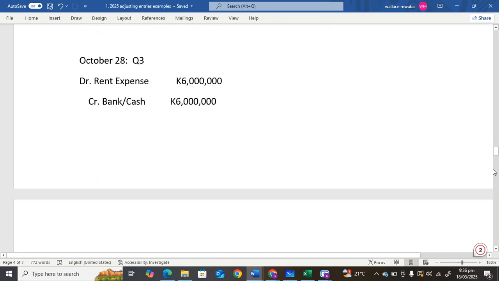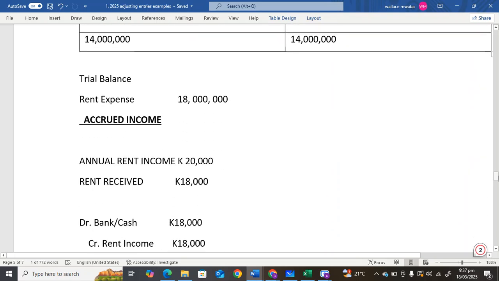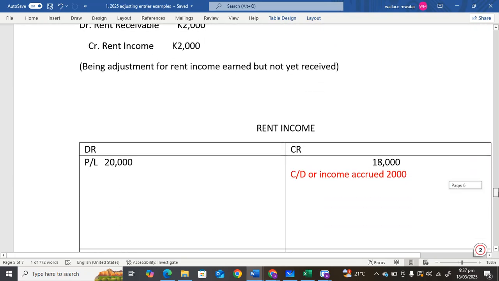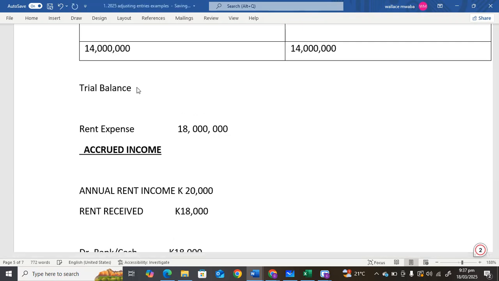So on the statement of profit or loss, that debit entry from that adjusting journal entry, 18 plus 6 million, now becomes 24 million. Then that credit entry, you open the accrued rent account here, 6 million. So where did I put it? Yes, this. So in the statement of profit or loss, you add the 6 million represented by the debit journal entry so that the true amount is reflected.